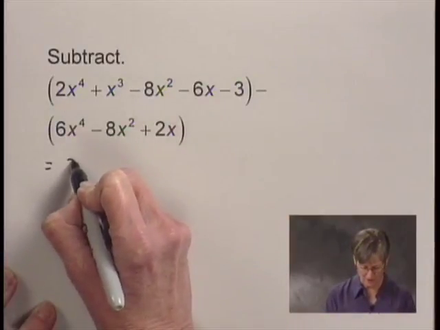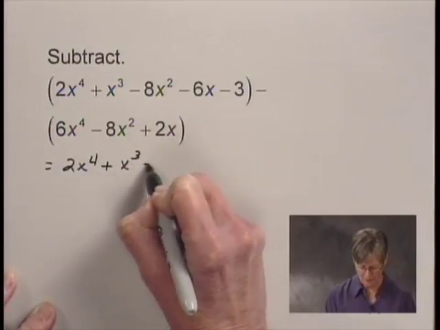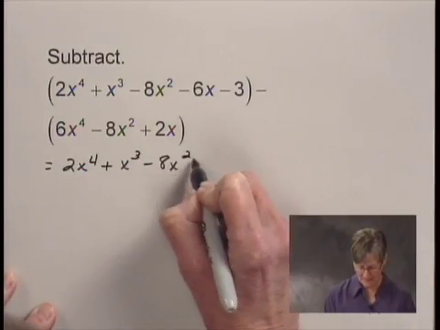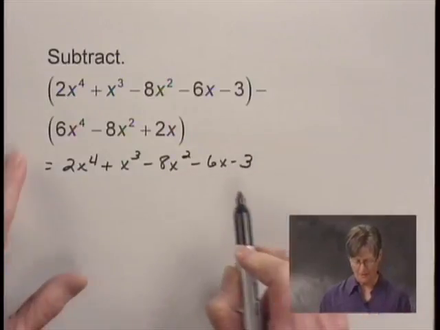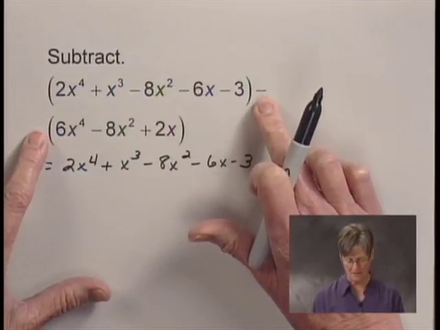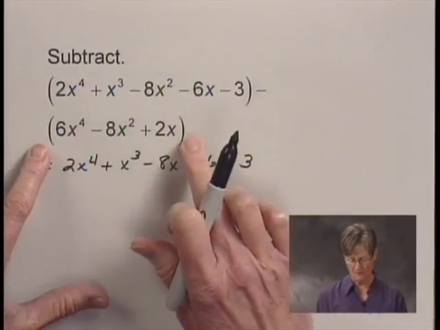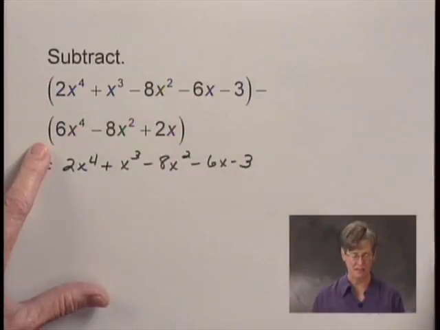So I can write 2x to the fourth plus x cubed minus 8x squared minus 6x minus 3. This next pair of parentheses is preceded by a negative sign, a minus sign. So to remove this set of parentheses, I can just change the sign of every term inside the parentheses.